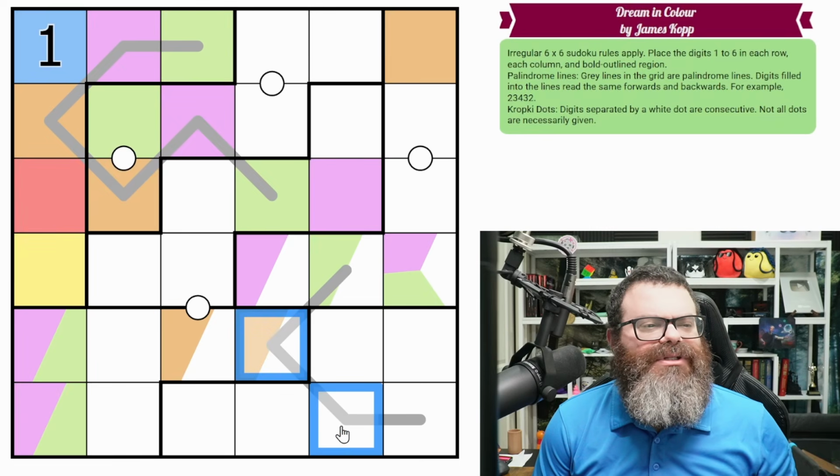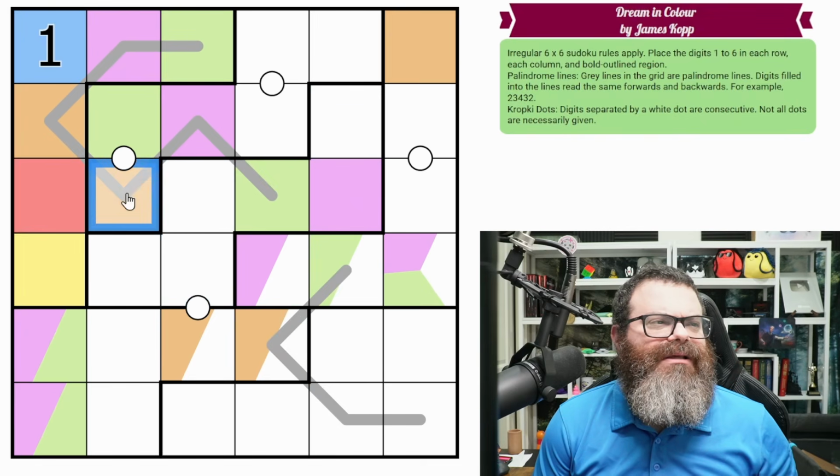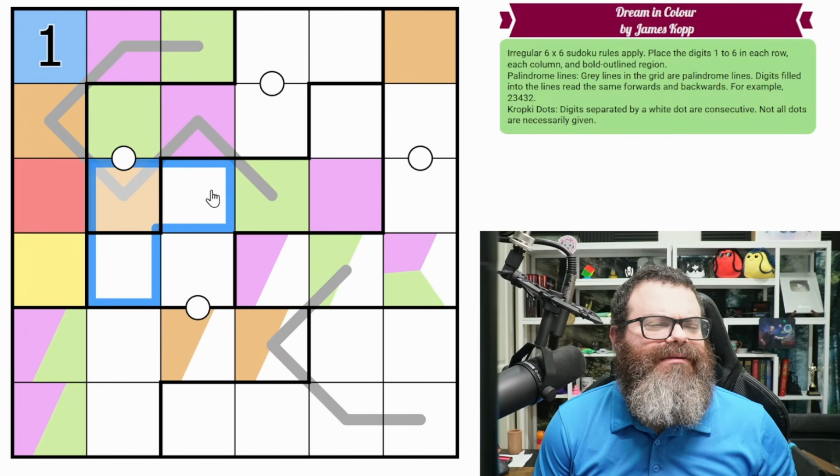Let's see, if this was orange, this would be orange. Does that cause any problems? Well, what about this region? So this orange looks down and into here. This orange looks into here.